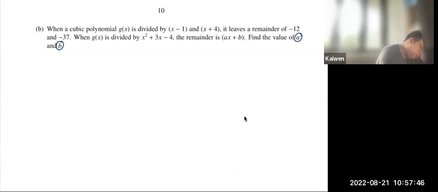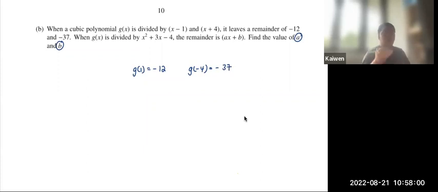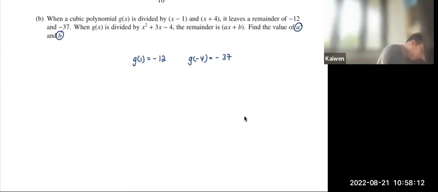So there are a few things that should pop in your head when you're doing such a question. You're looking for two unknowns, so obviously there is a simultaneous equations aspect in this question. The first thing we're going to do is write out all the information in this question. The question says that g(1) equals negative 12, and g(negative 4) equals negative 37. Where did I get these pieces of information from? I got it from the first line, because the question says that g divided by x minus 1 leaves a remainder of negative 12. This means when you substitute x equals 1, you're going to get the remainder of negative 12.